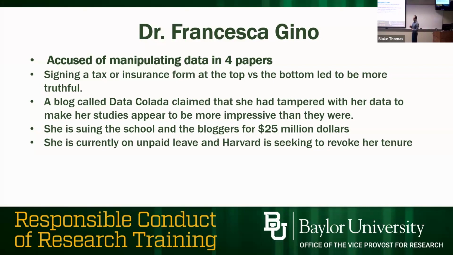I think just yesterday in the Wall Street Journal, the newspaper, they found, this is like a 1,300 page document, and they found that yes, she did manipulate the data. She claims someone else out there changed the data. So it's ongoing, but she's on unpaid leave, and very likely to lose her tenure there.